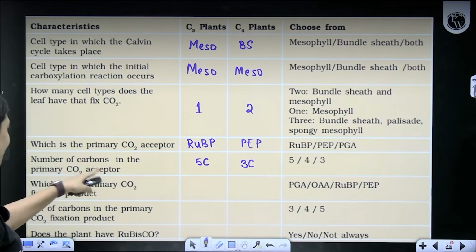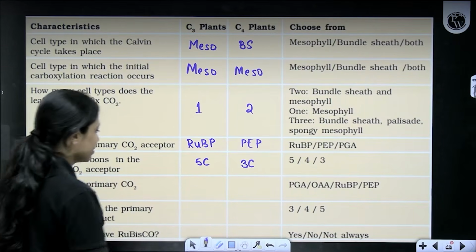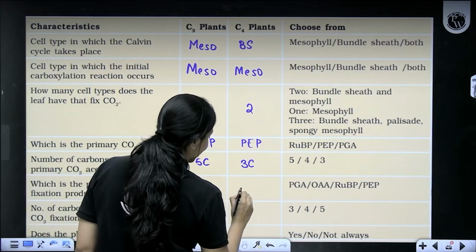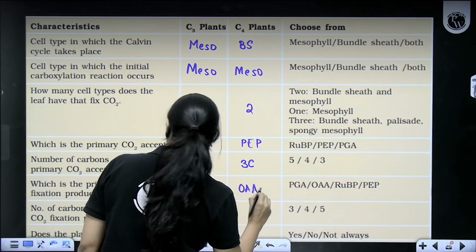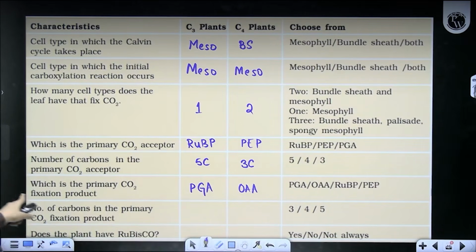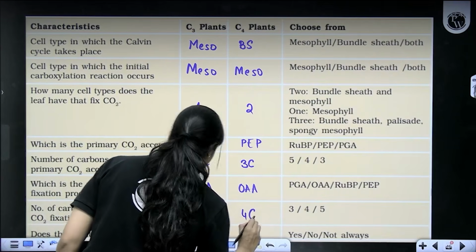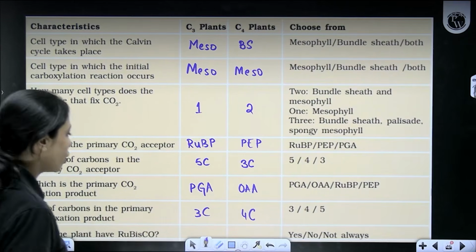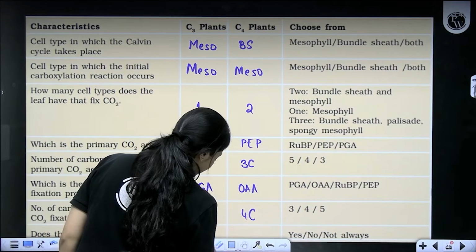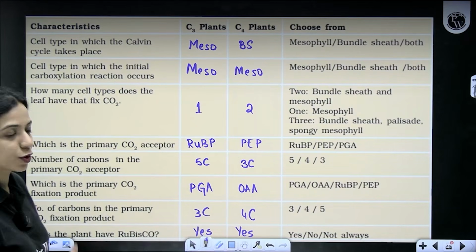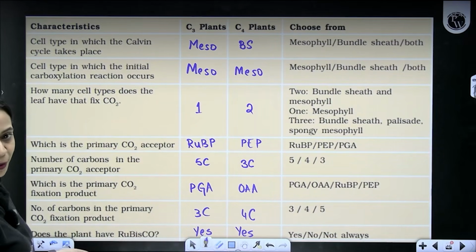Which is the primary carbon dioxide fixation product here? Here it is phosphoglyceric acid, 3-PGA, and here it is oxaloacetic acid. Number of carbons in the primary carbon dioxide fixation product: this one has 3 carbons, this one has 4 carbons. Does the plant have rubisco? Of course, plants have rubisco. Where it has rubisco will change, but plants will have rubisco. If not for that, photosynthesis, dark reaction cannot take place.